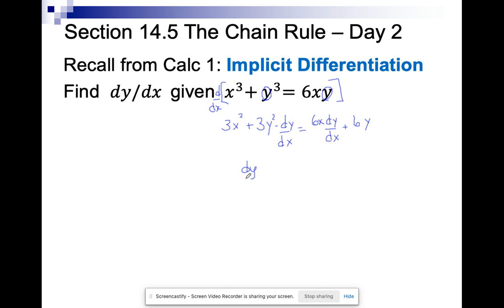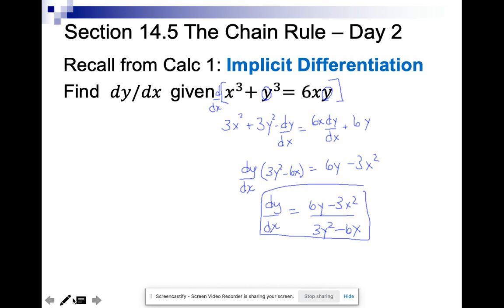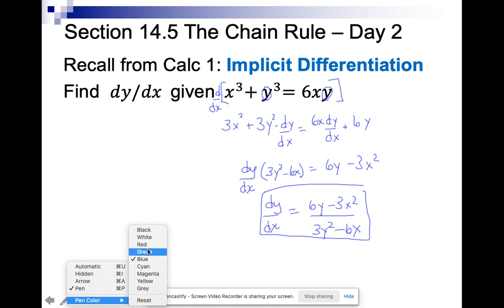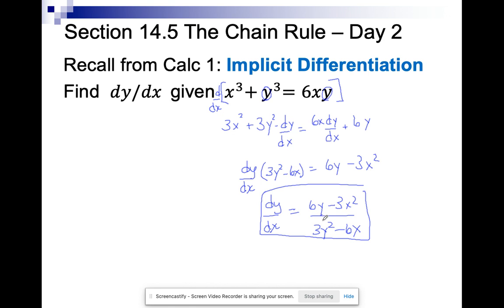And then I would say, hey, can you get dy dx by itself? And you would move all the dy dx stuff over to one side and then factor. And then you would divide. And notice you had a derivative rule, but with both x's and y's in it. And that was the price to pay for x's and y's being, right, all mixed up together.